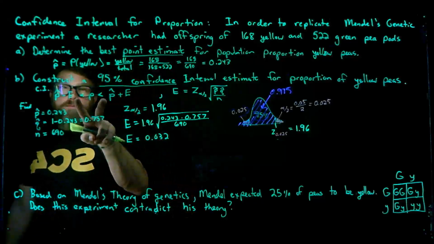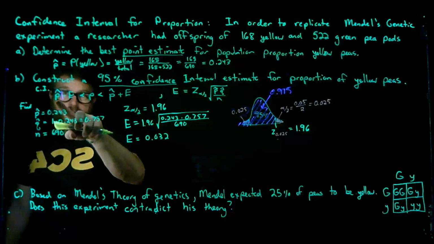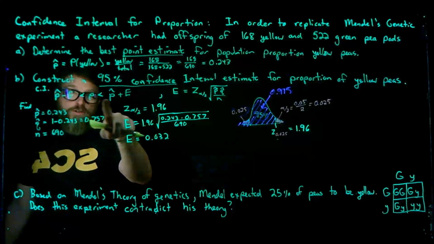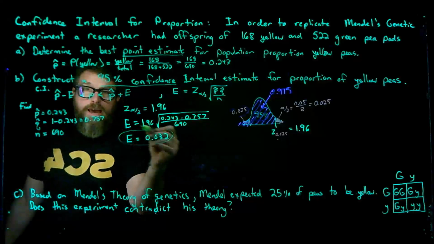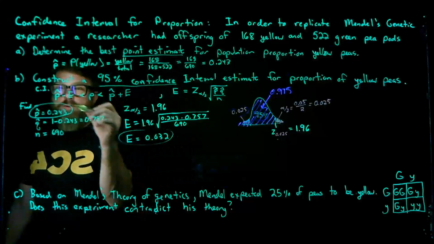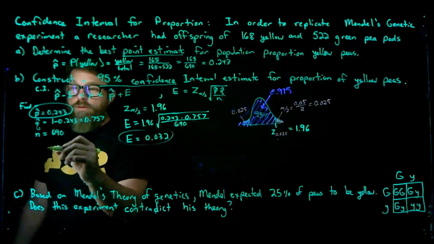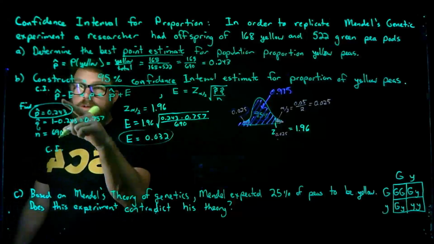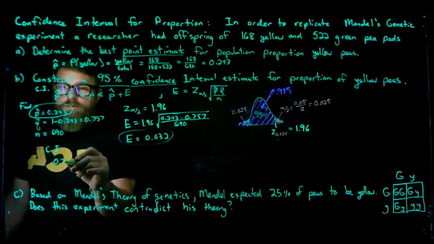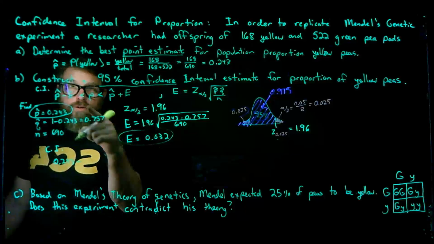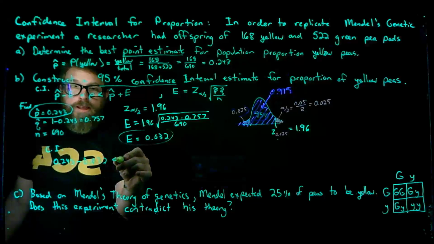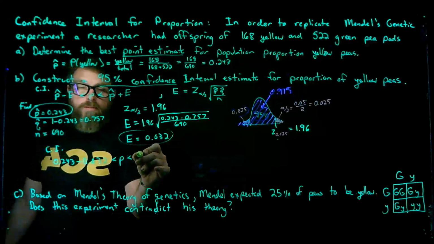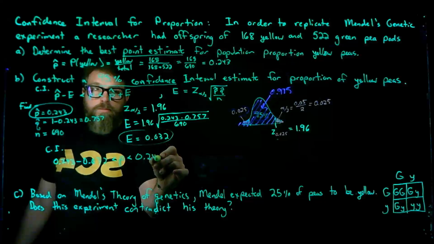Now remember that your confidence interval is built from this. It's that point estimate plus or minus your error. So all I have to do is just add and subtract these two numbers, and that's going to create my confidence interval. So that confidence interval: p hat, which is 0.243, minus your error, which is 0.032, less than the population probability, and then the same two numbers except a plus.